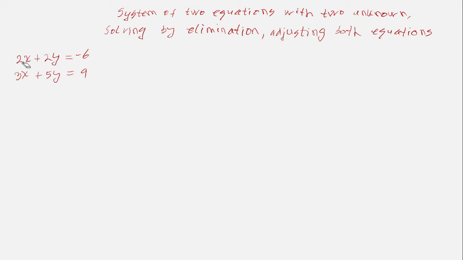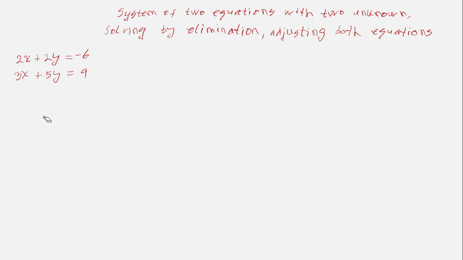Instead of adjusting both of the equations, we could actually just, for example, if we want to eliminate x, multiply the top equation by negative 1.5. So negative 1.5 times 2 would be negative 3, so this would be negative 3x. And then when we add 3x to it, x will be gone.